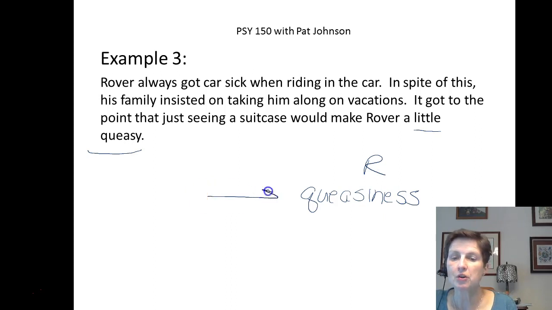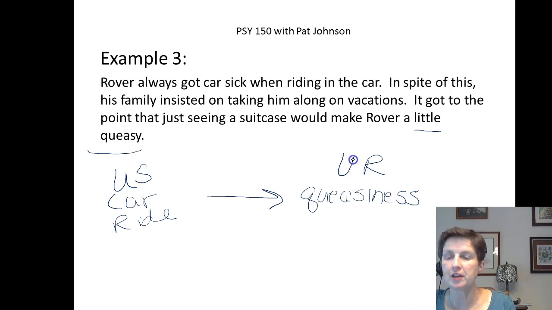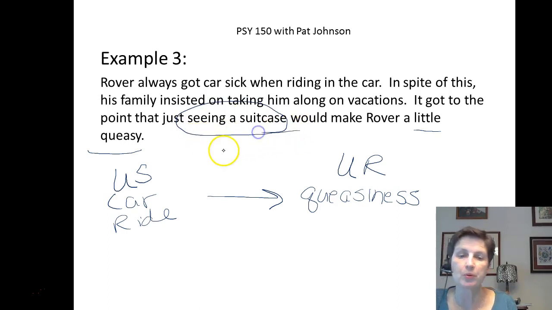And what originally caused the queasiness? Well, that would be the car ride. The dog has car sickness, and the car ride caused queasiness, so car ride would be a stimulus. And that's not something that we have to learn. For some of us, we get car sick naturally when we're in cars, so that would be an unconditioned stimulus causing an unconditioned response. But right before he would get in the car, he would see the suitcase. So what preceded the car ride was seeing the suitcase.